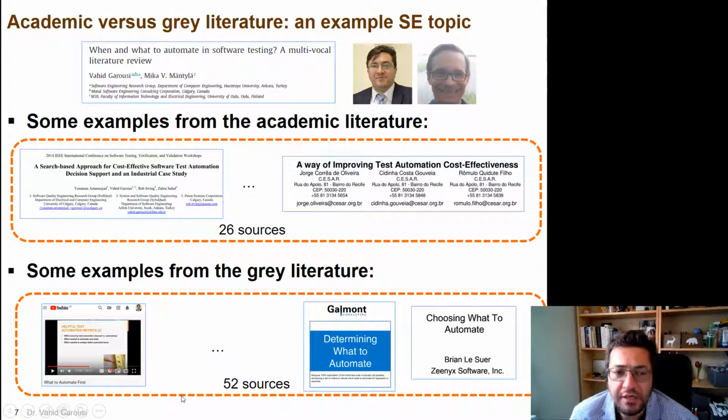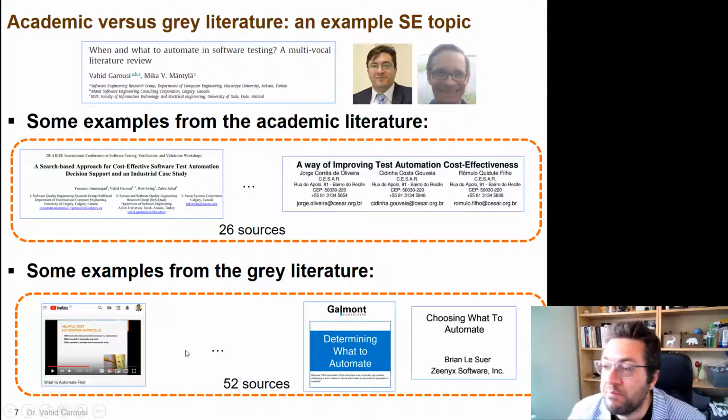It's a good idea to have a look at some example SE topics and the type of academic literature versus gray literature that we have in some of these topics. This was work that I conducted with my good collaborator Mika Mäntylä on when and what to automate in software testing. So it was a multi-vocal literature review.